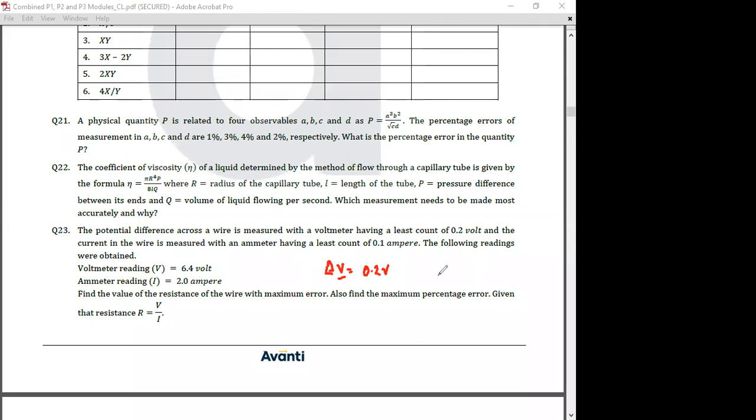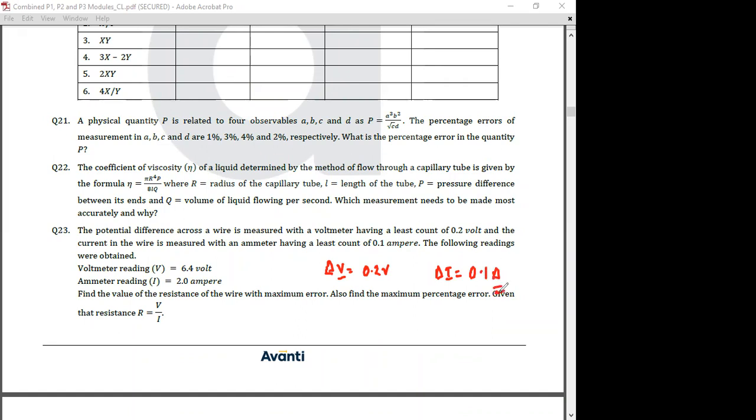Okay, what is delta I? I hope all of you are getting this concept. Because if the scale is this, suppose this is 3, this is 4, even if anything is between these two, you won't be able to measure it accurately. So this will be the error. This is the gap of error, and this is your least count, right? Everyone is clear on this? So the error in measuring potential will be 0.2 volt. In the same way, error in current is 0.1 ampere.